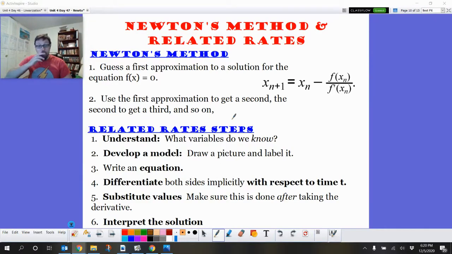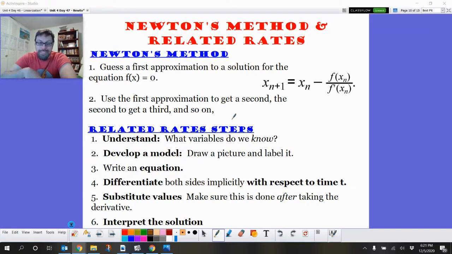It might have been a long time ago, but remember Newton's method. Newton's method is a quick way of checking how the calculator figures out these exact values. And then remember the 6 steps of evaluating these related rates. Number 1, get those variables. 2, draw a picture. 3, write an equation and identify the thing that you're trying to find. 4, differentiate both sides implicitly with respect to time t. I think I was actually doing that as step 5. And then our step 6 was substitute. I kind of added an extra step. So sue me. And then finally, interpret your solution.